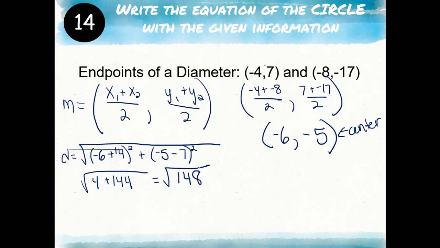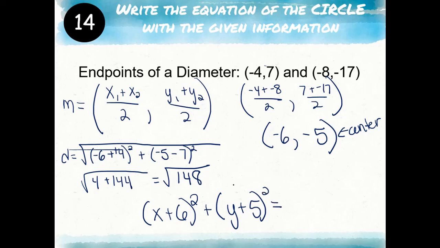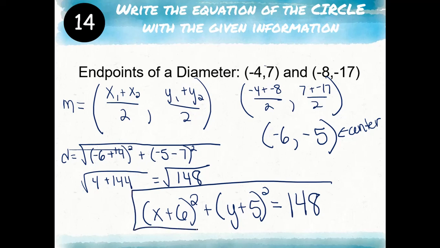Now, if I really technically wanted to find the radius, I don't think that breaks down at all. It does actually. It has a 4 in it. But that's not going to help me because I'm writing the equation, and I would just have to square it again, right? So I'm just going to leave it as that. In my case, I'm going to get x plus 6 squared plus y plus 5 squared is equal to the square root of that, which is 148.